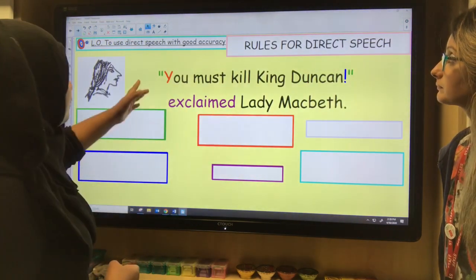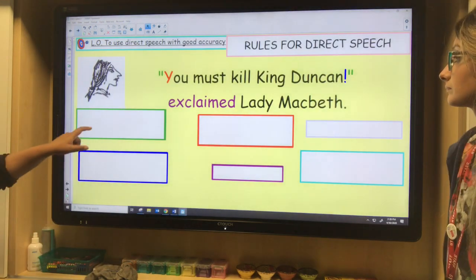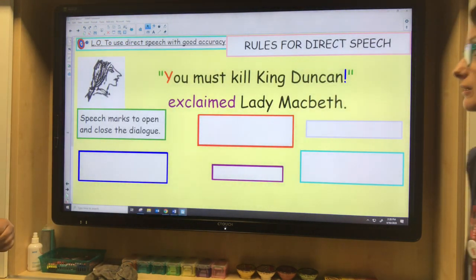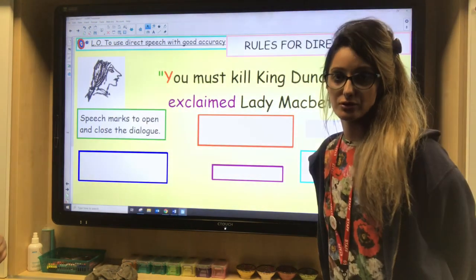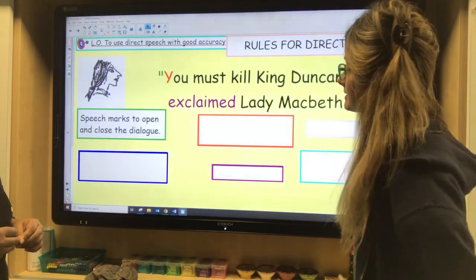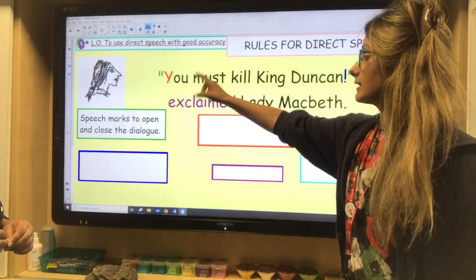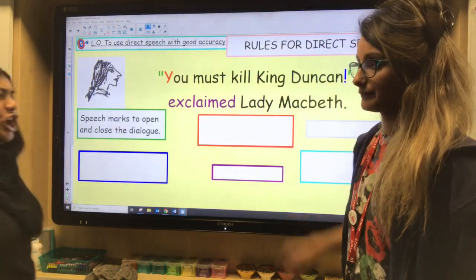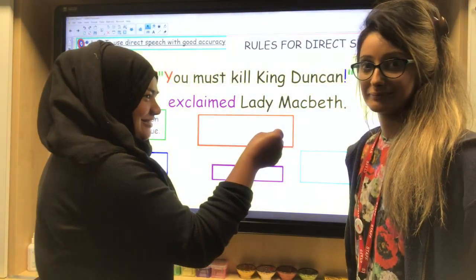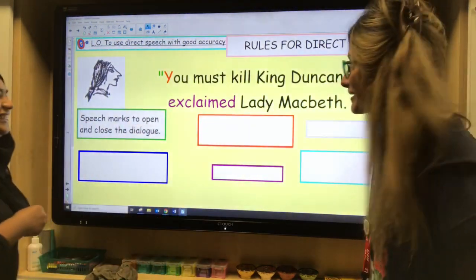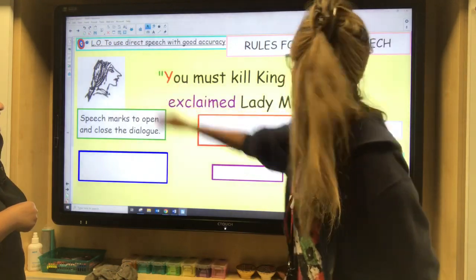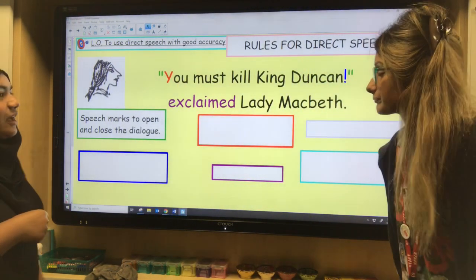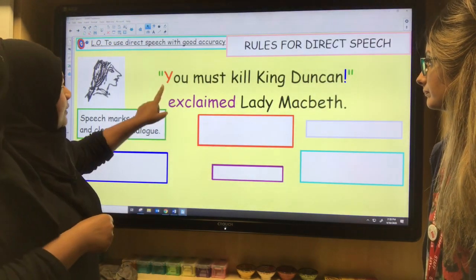All right, let's start off with the green box, Mrs. Gale. Speech marks to open and close the dialogue. The dialogue is what the person is actually saying, and in this instance, Lady Macbeth is saying, "You must kill King Duncan." Read it with expression. That's tragic, isn't it? So the speech marks here at the front and at the back open and close the dialogue.